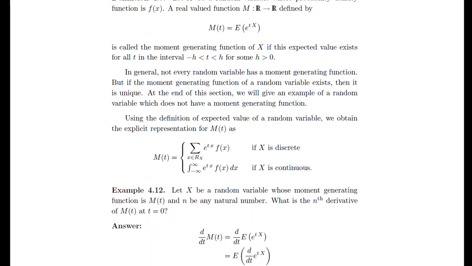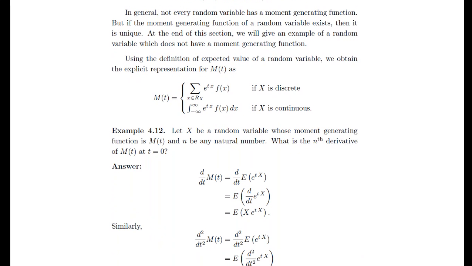generating function. Using the definition of expected value of a random variable, we obtain the explicit representation for M(t): M(t) is equal to the summation over x in the range of x of e to the power tx times f of x, if x is discrete, and the integral from minus infinity to plus infinity of e to the power tx times f of x dx, if x is continuous.